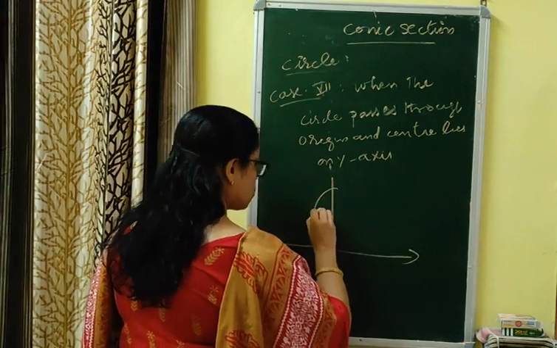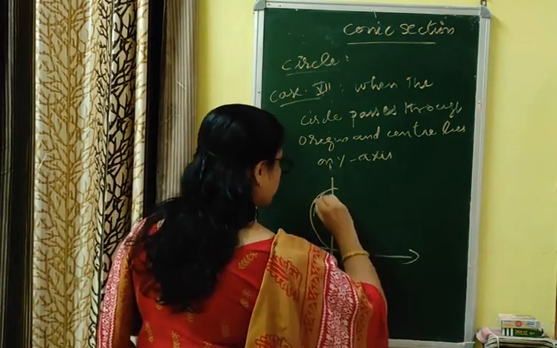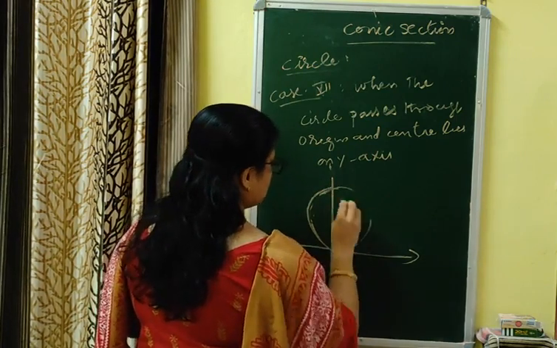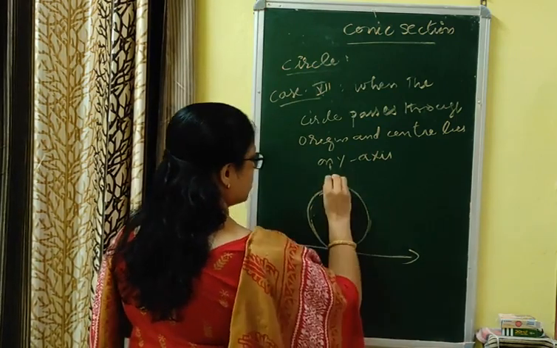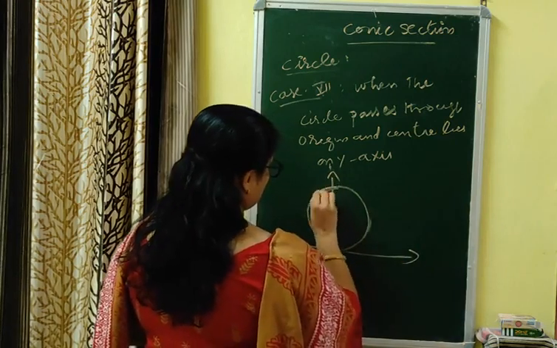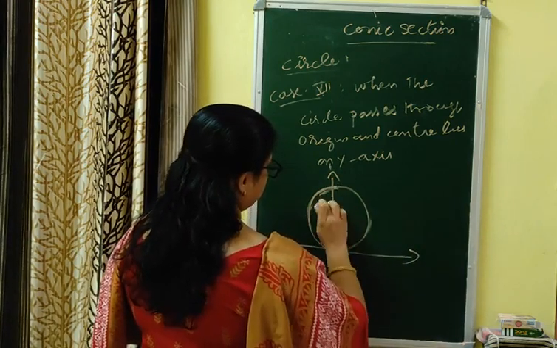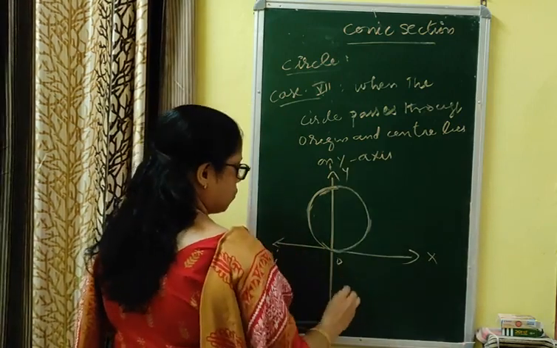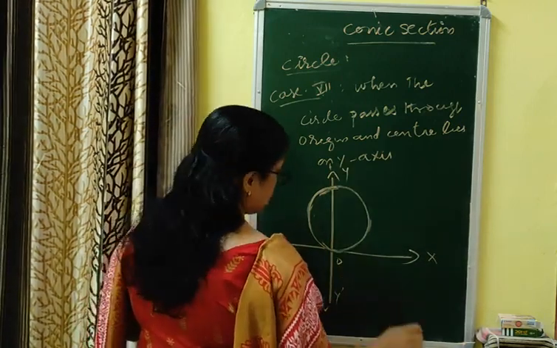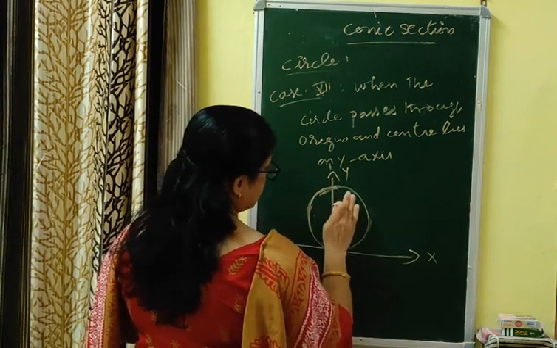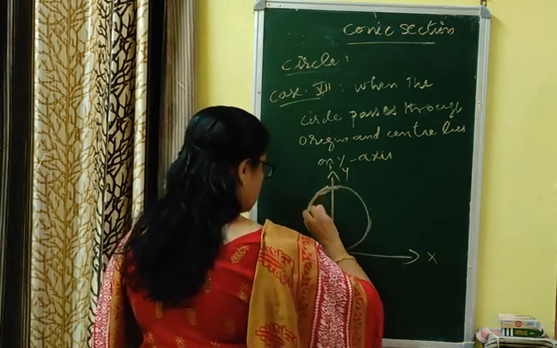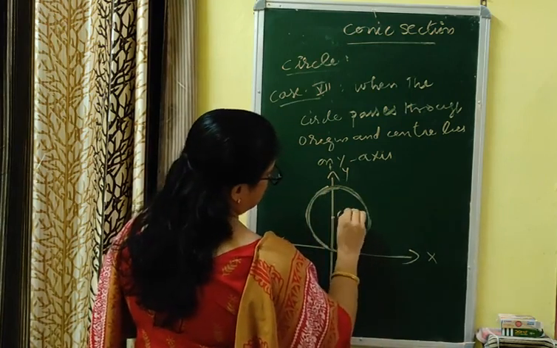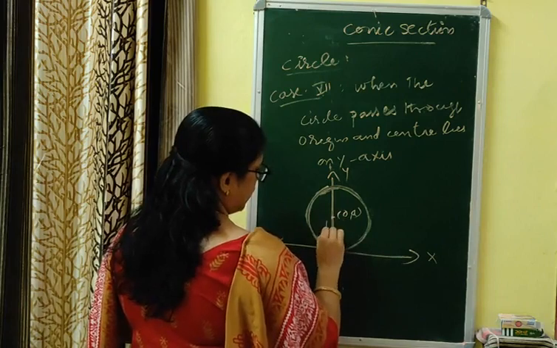The circle passes through the origin. The circle should pass through the origin and the center must lie on the y-axis, like this. That is XOX', YOY'. Now, since the center is on the y-axis, the x-coordinate is 0, so the center becomes (0, a), since we are considering the radius as a.